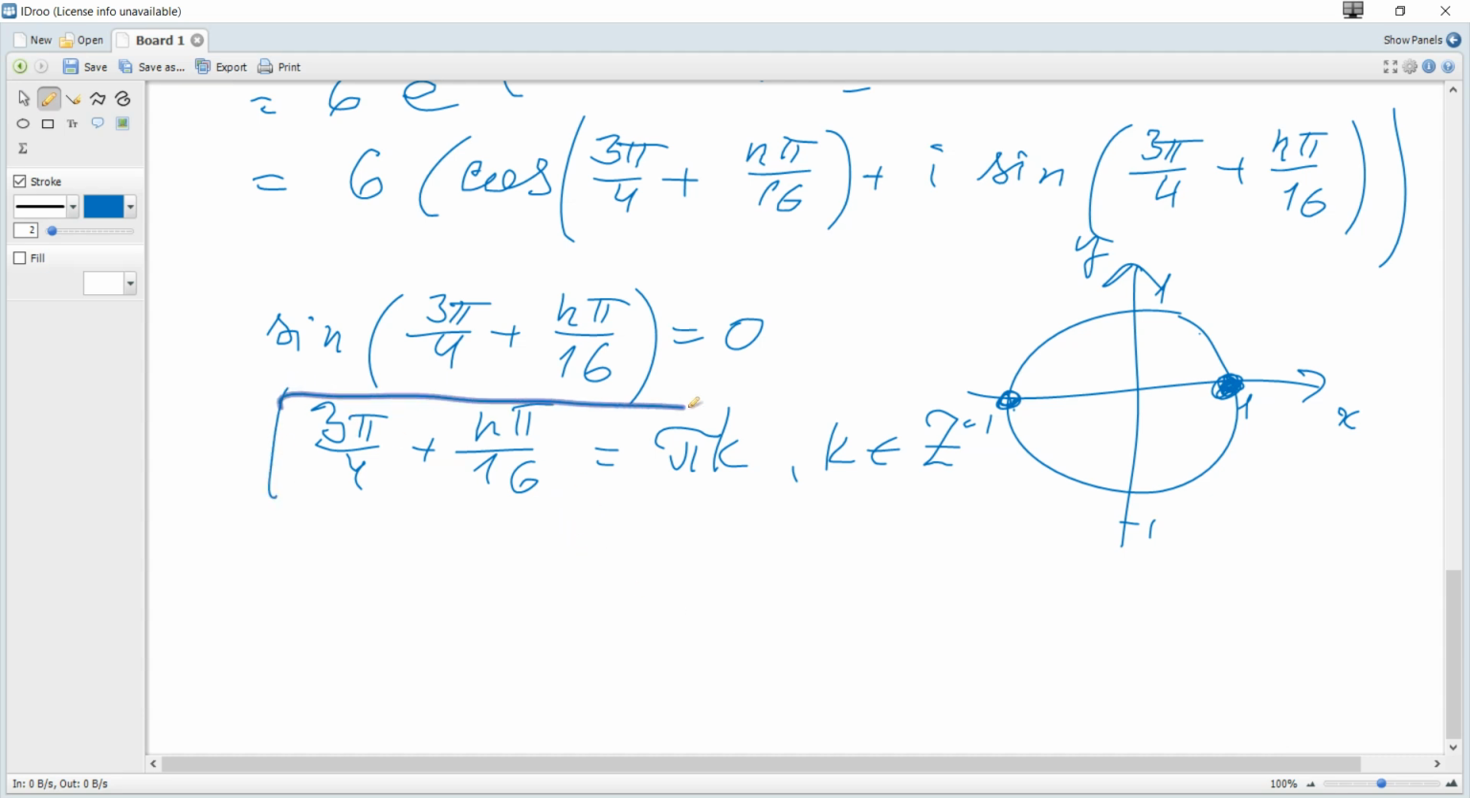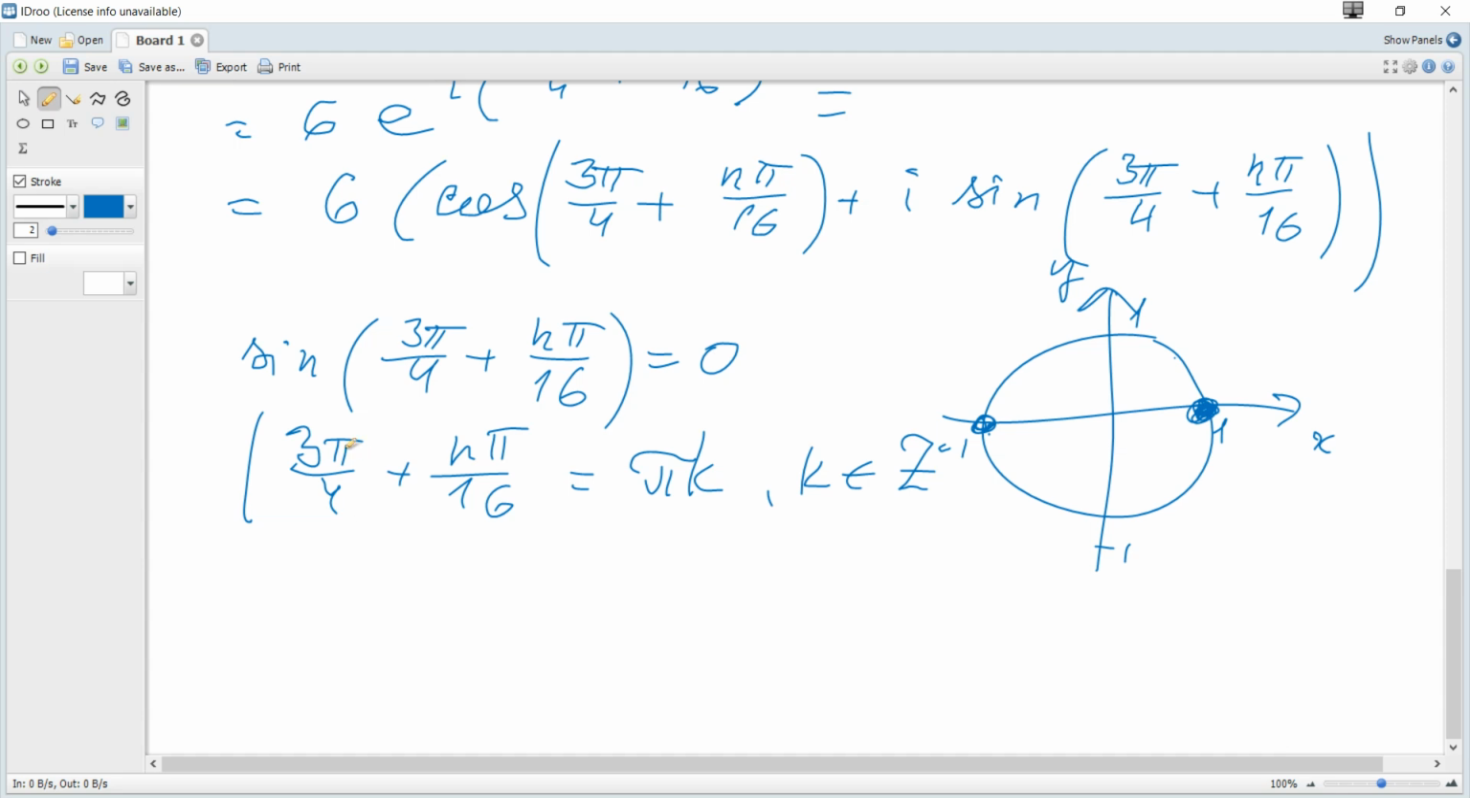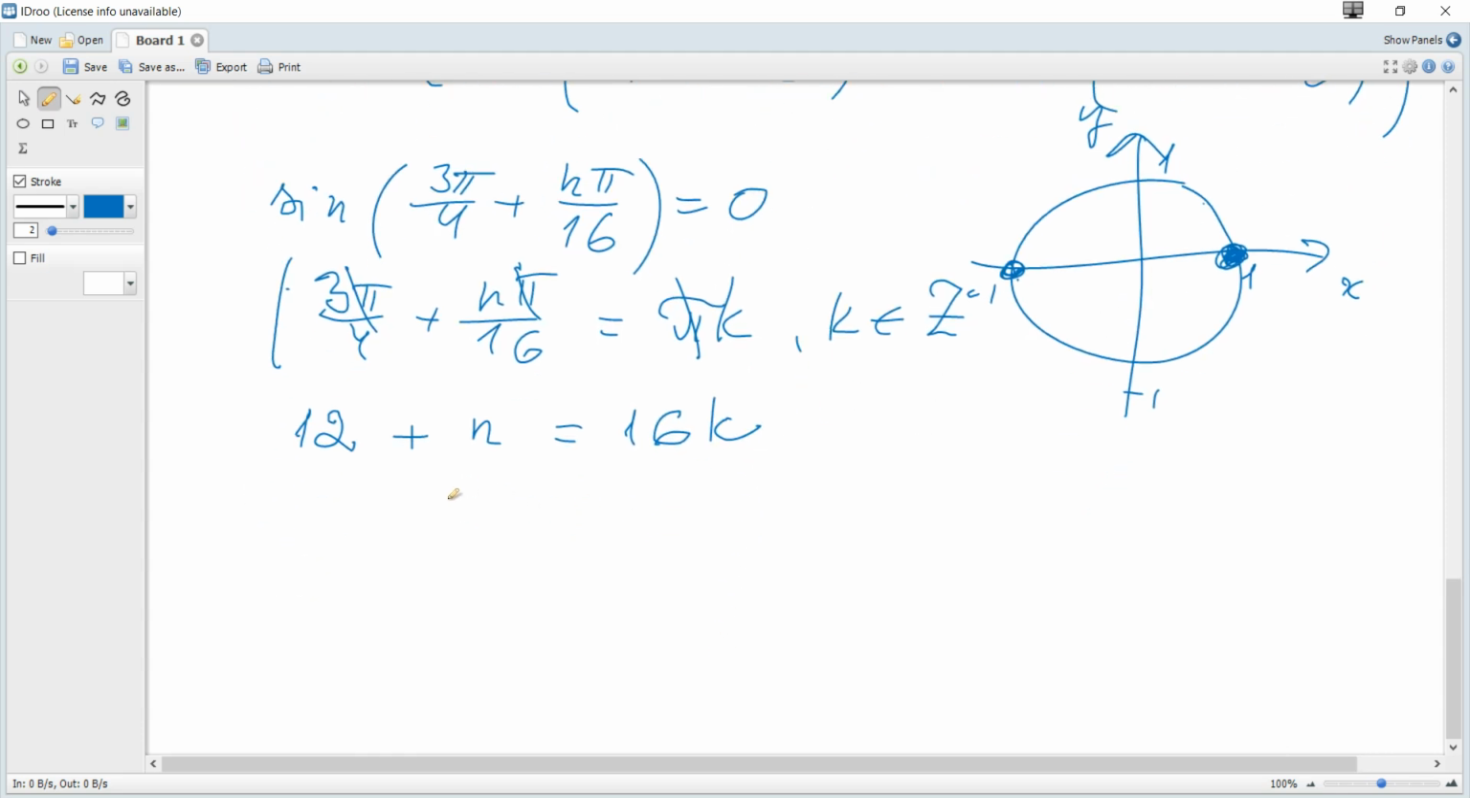Then let's solve this equation for n. How to solve it? We can divide each term by pi, and let's get rid of denominators. Let's multiply each by 16. If we multiply this by 16, 16 over 4 is what? So it's 12 plus n is 16k. And n becomes 16k minus 12.